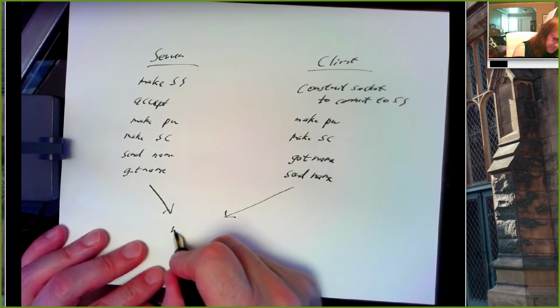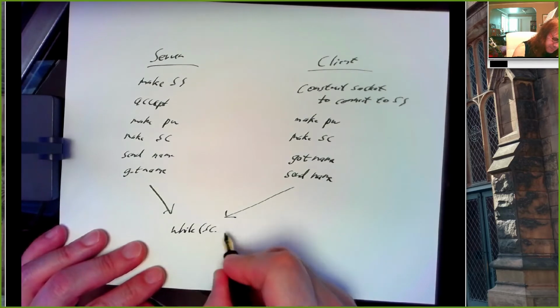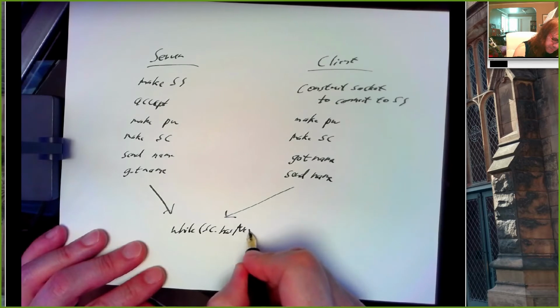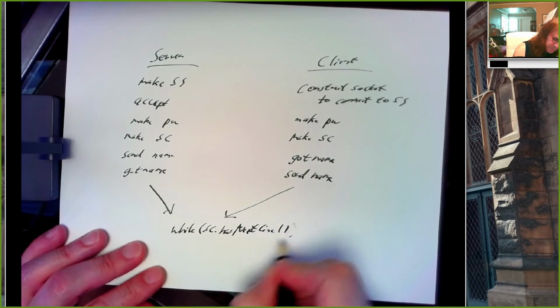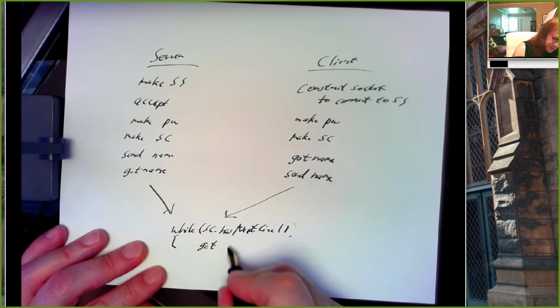But then the thread basically does the same thing: while it has the next line, get the next line.